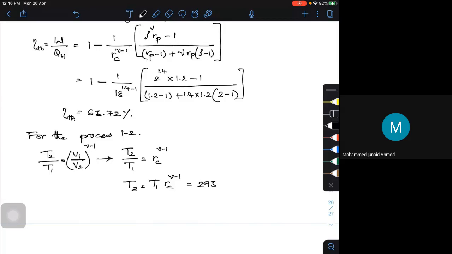Okay, fine. So T1 into RC to the power of gamma minus 1. So 293 into RC, which is 18, so 18 to the power of 1.4 minus 1. If I substitute everything in my calculator, I'm getting 931 Kelvin.